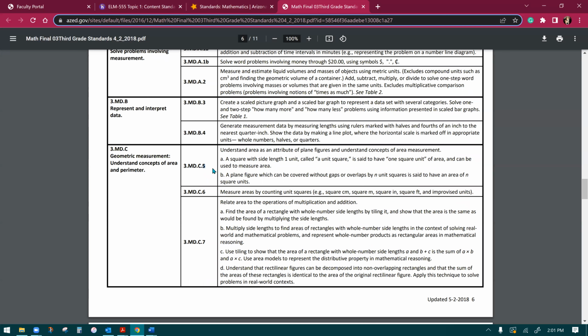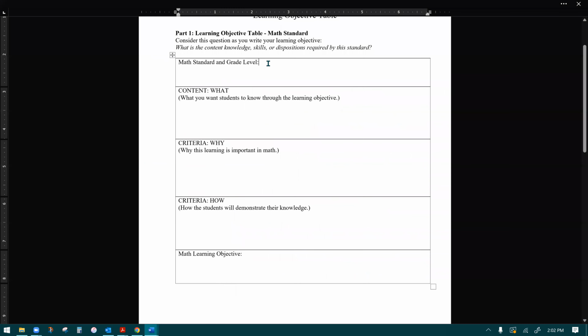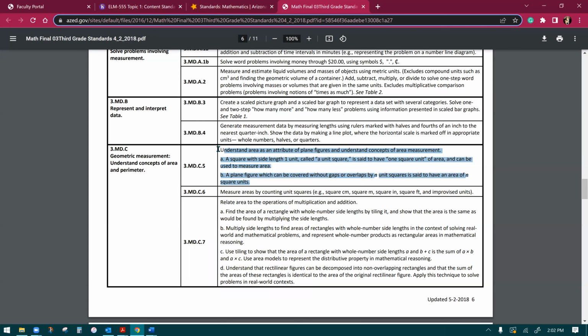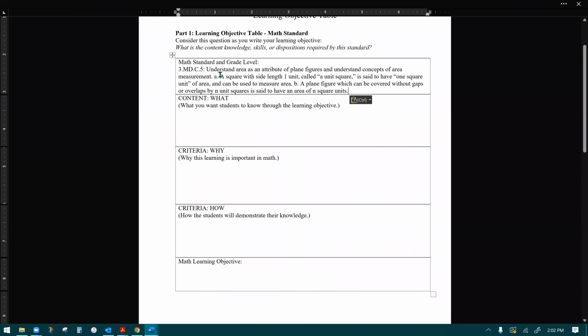Let me try this. And over to my assignment, I'm going to include both the standard coding, then I have to put a colon after that, and the standard description. It's important you have both. Without the description, it's hard for me to know what it says, and then I end up having to search it. But you, as the teacher, more importantly, need that wording there so you know what you're expected to teach. Now that I've identified my standard, I need to read it and then consider these questions before I write my objective.